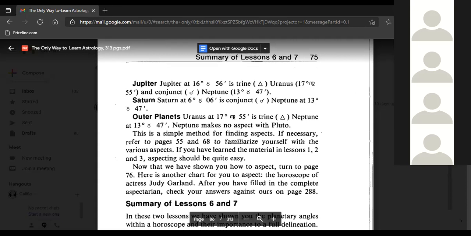This is a simple method for finding aspects. If necessary, refer to pages 55 and 68 to familiarize yourself with the various aspects. If you have learned the material in lessons 1, 2, and 3, aspecting should be quite easy. Now that we have shown you how to aspect, turn to page 76. Here's another chart for you to aspect, the horoscope of actress Judy Garland. After you have filled in the complete aspectarian, check your answers against ours on page 288.